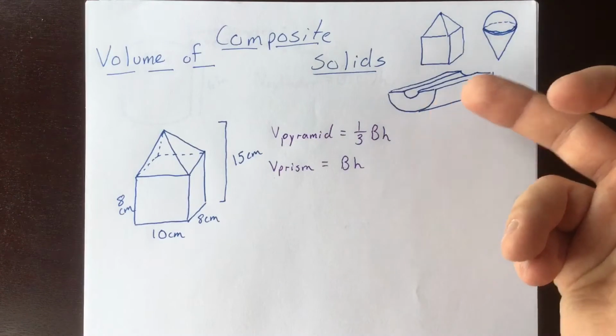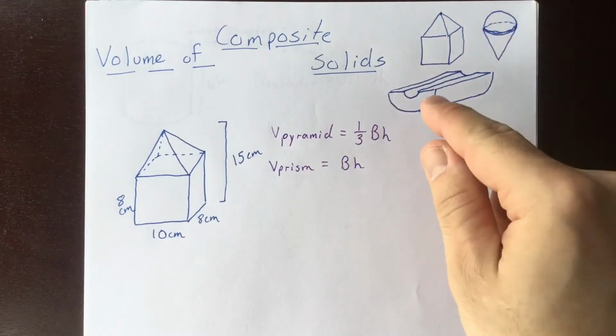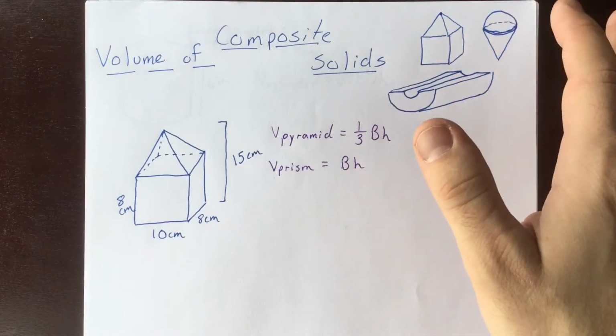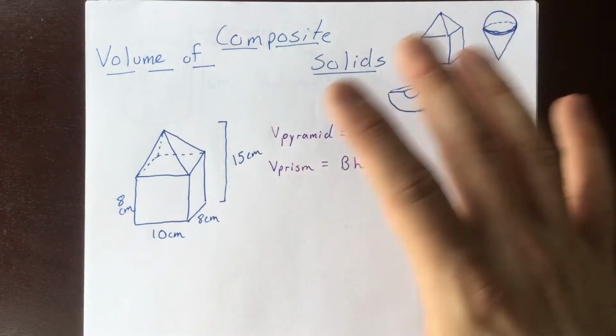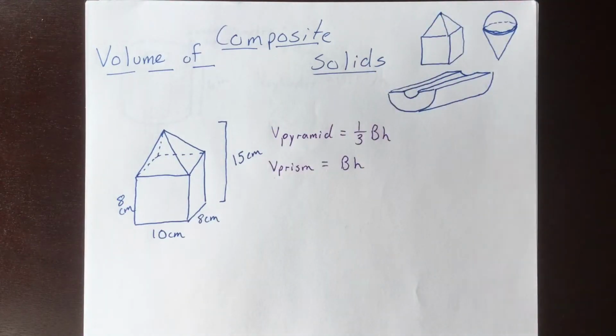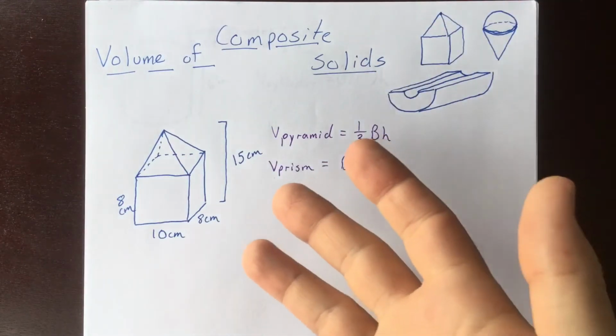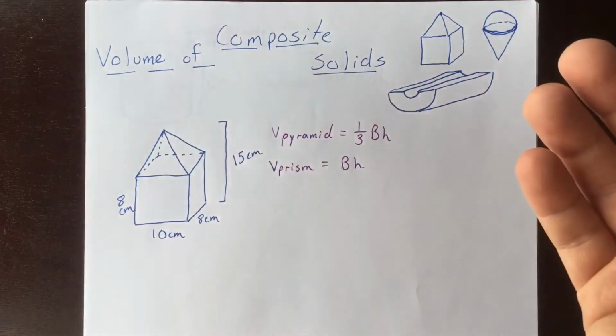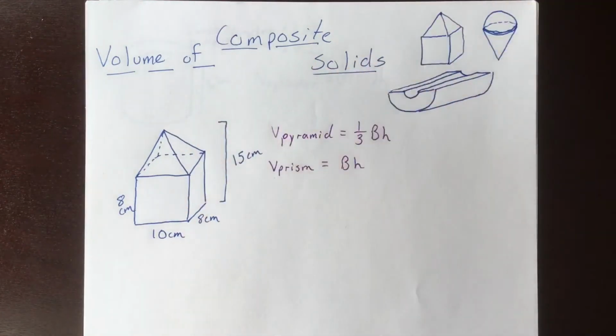So we can see some examples here. Some are more complex, where others are rather simple. So we're going to walk through in this lesson, in this video, how do you approach these problems? How do you look at a composite solid and find, say, its volume?